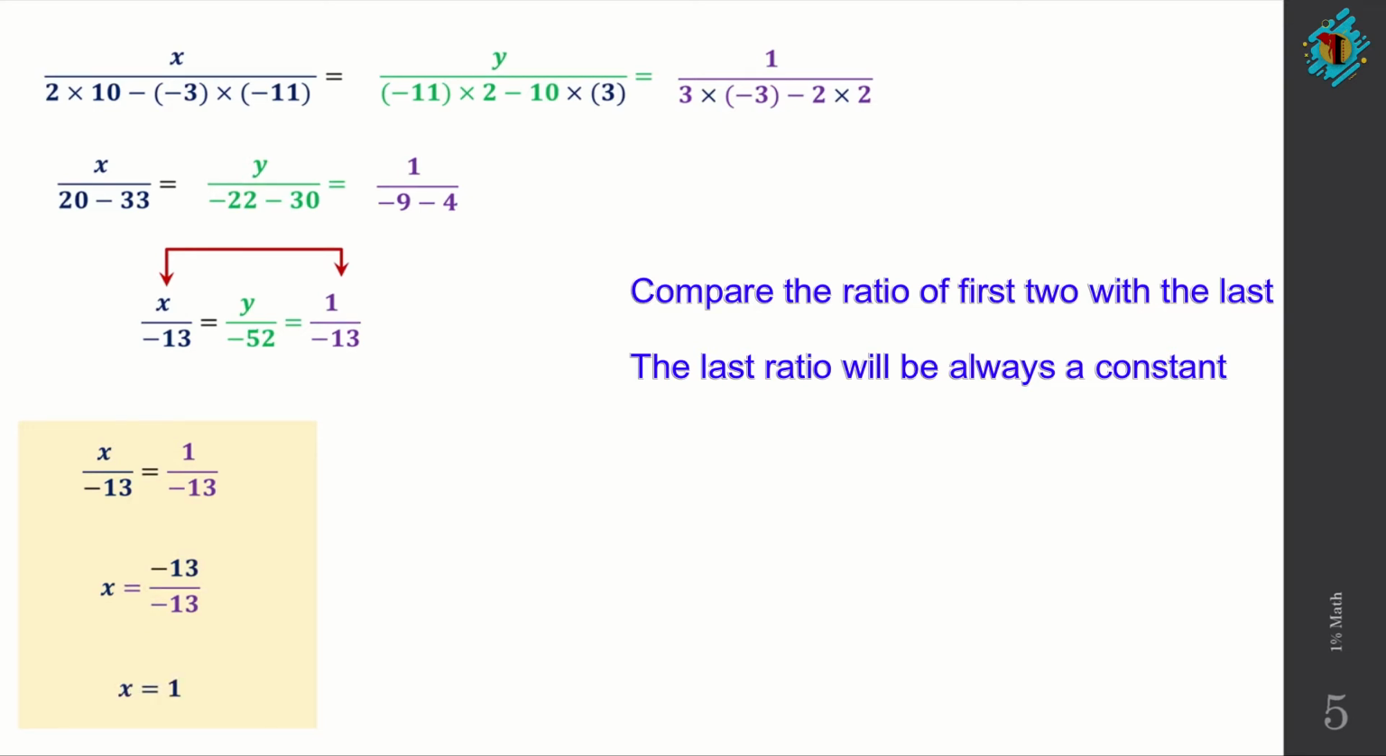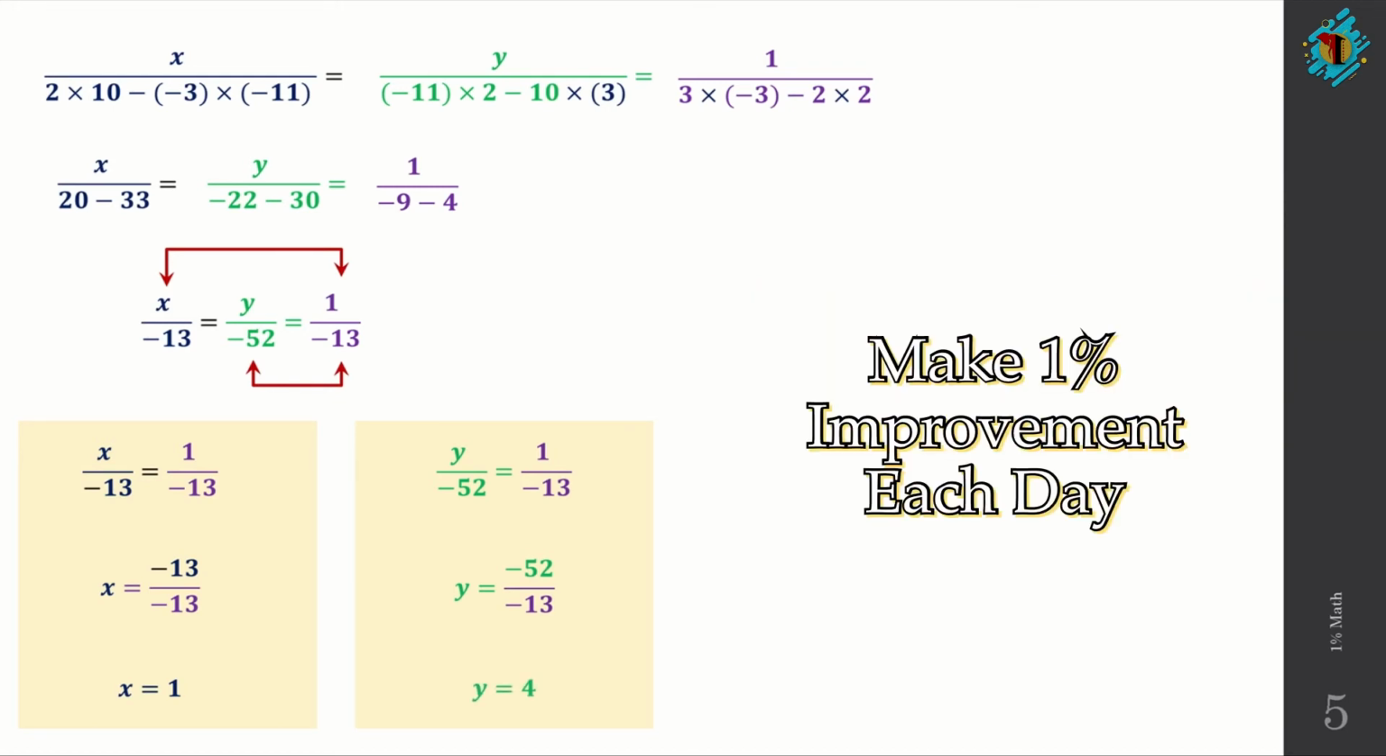So you will get x is equal to 1. In the same way, now we are comparing y by minus 52 and 1 by minus 13. So here what happens, you will get this. Again you can cross multiply. So you will get y is equal to minus 52 by minus 13. So go for a cancellation, you will get y is equal to 4. This is also called the shortest method. So let us see in the next video how we can reduce the calculation by using this method. Okay, thank you.